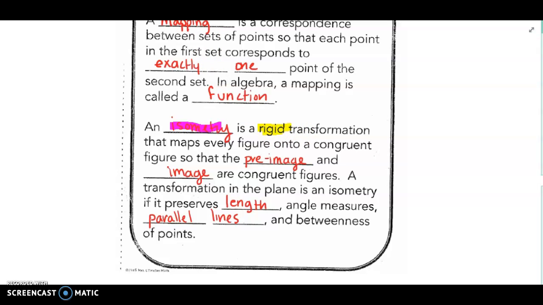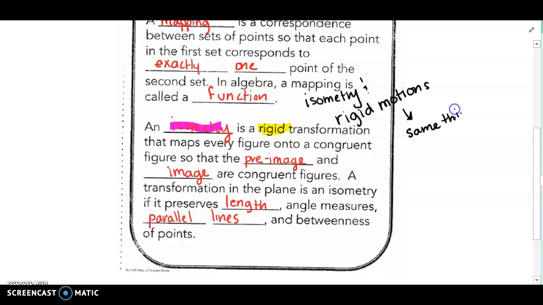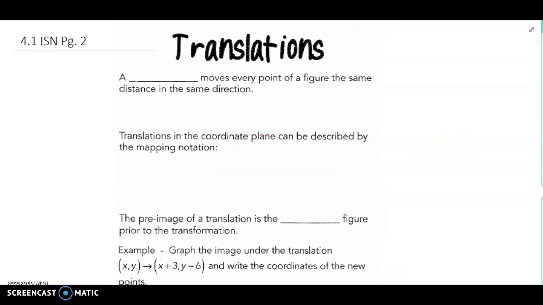I'm going to write in here that an isometry, which I believe your book calls a rigid motion, are the same thing. All those two words mean is you transform something and you get a congruent figure out of it. All right, translation is just one of the many transformations we're going to talk about in this chapter.